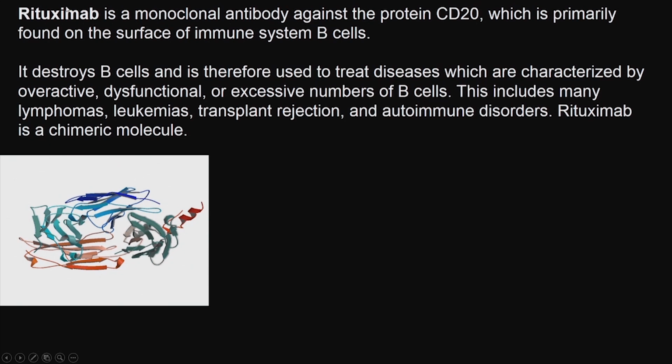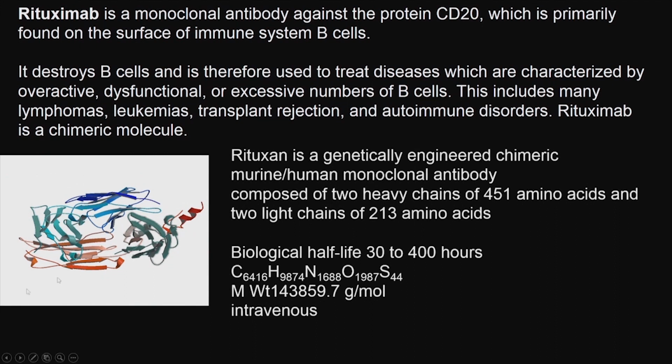Look at another drug, a monoclonal antibody against the protein CD20. One important thing you notice is that for all the commercial, top selling drugs which I am showing here, the mechanism of action is well known. It is a large molecule, 143,859, so obviously it is given intravenously, and the half life is 30 to 400 hours. Because it is a protein, it has 2 heavy chains of 451 amino acids and 2 light chains of 213 amino acids.